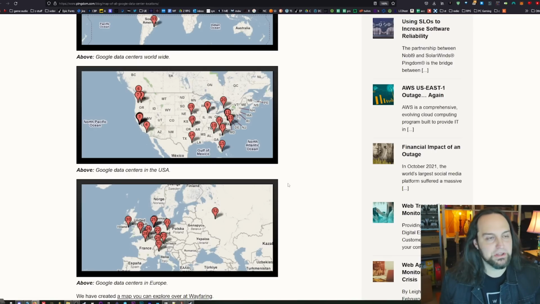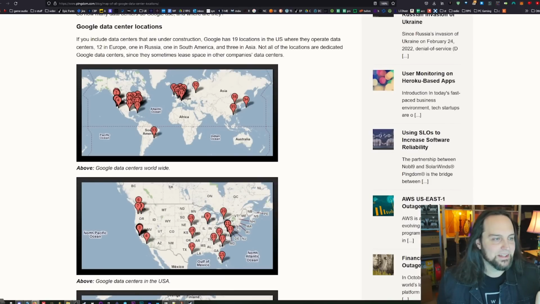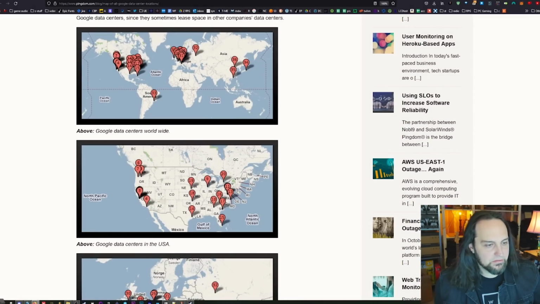Everywhere you go, there's going to be a Google ad everywhere. Everything you touch ends up going through a lot of these places here. So there are a lot of these places all around. And a lot of these are built in places where the energy is low cost, and a lot of them have renewable energy on top of that.